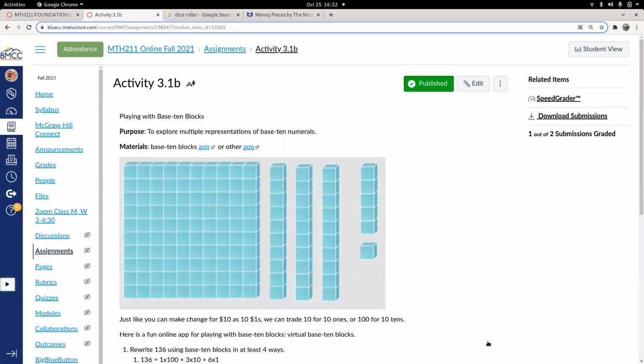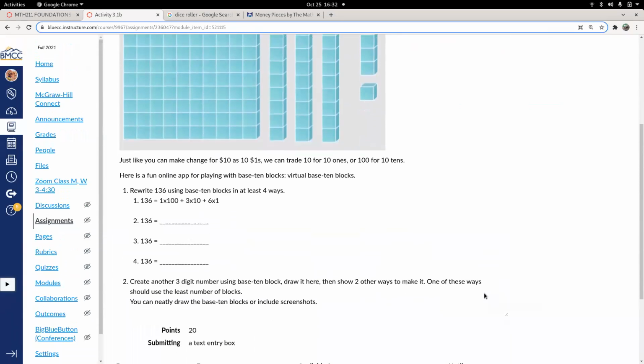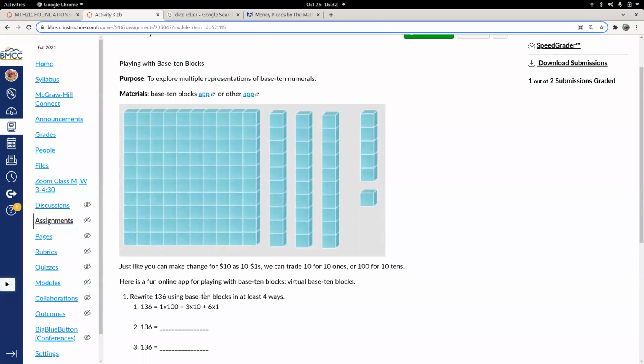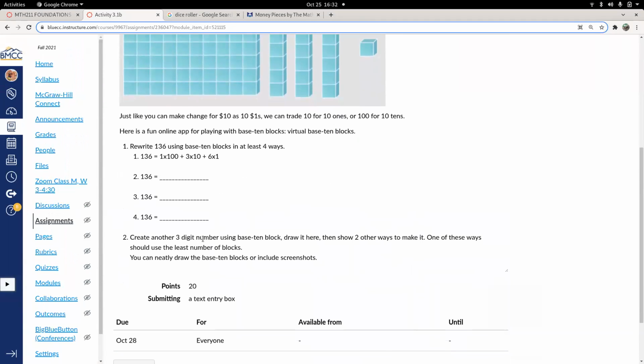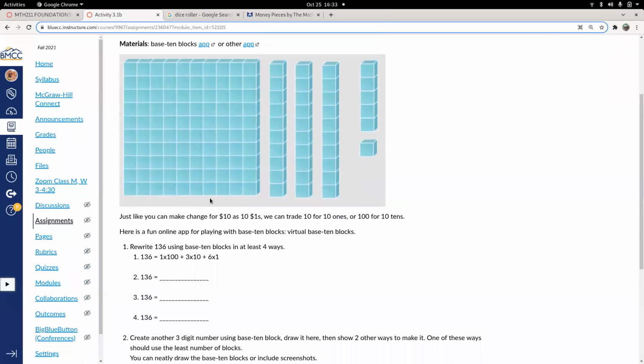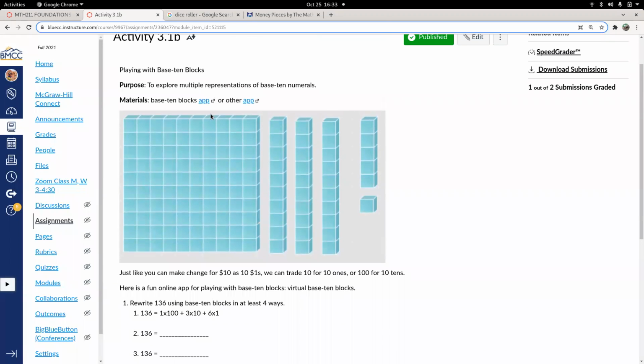The other activity is to do the same thing, but with base 10. And there's an example like this in earlier videos. What we want to do is we want to take a representation of a number like 136. You're going to make up your own 3-digit number and do this. And then how many different ways can you use the blocks to make this number? So I'll just demonstrate 136 for a minute.